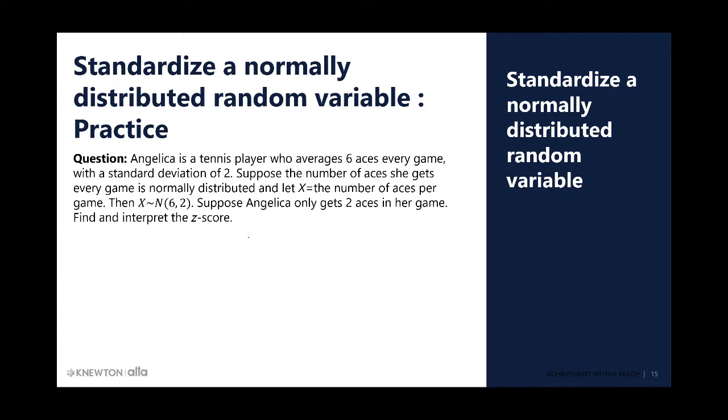So what they're telling us here is that we know the mean is 6, and we know her standard deviation is 2. We got that from the normal distribution. And her data value is going to be 2. We're going to figure out her z-score for getting 2 aces in a game. So the z-score equals the data value minus the mean over the standard deviation, which in Angelica's case will be 2 minus 6 divided by 2, which is negative 4 over 2, which reduces to a negative 2.